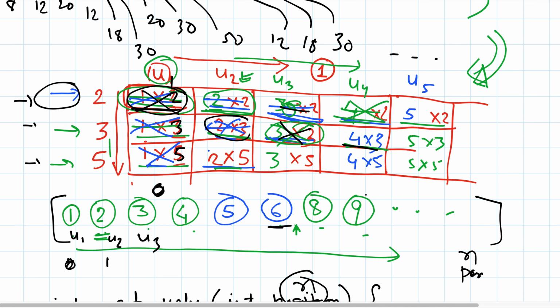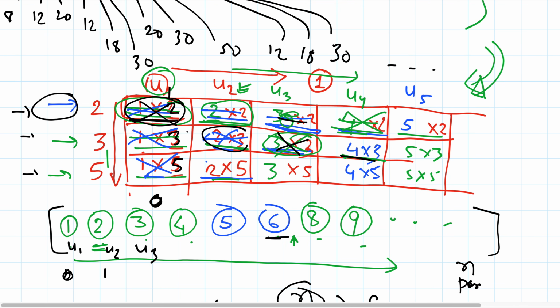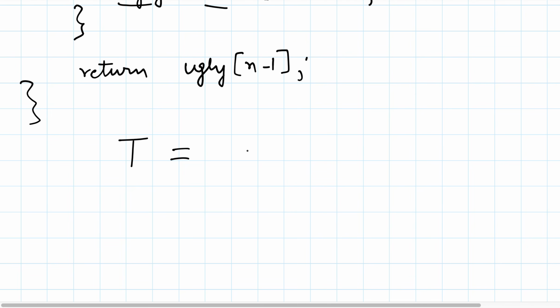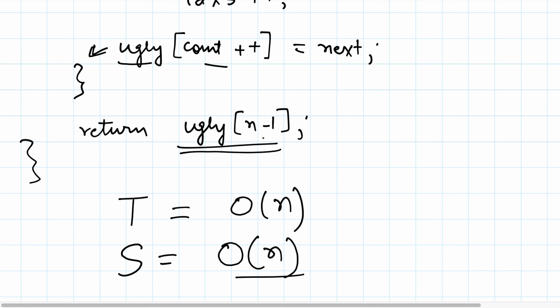And what is the time complexity here? Because for finding any ugly number, we are doing just one comparison among three numbers, and three multiplications. So its time complexity is order n, and space complexity is also order n, because we are storing all the values in this ugly array of size n.